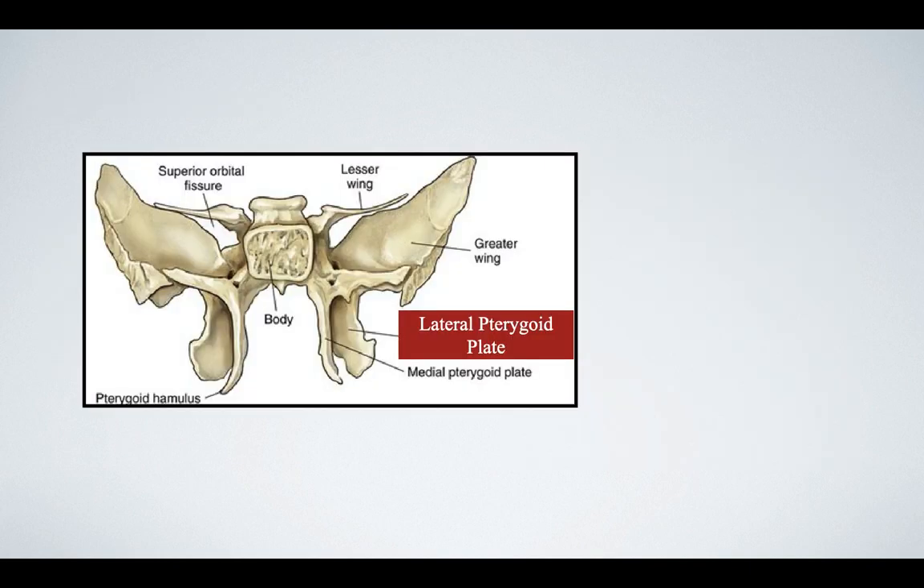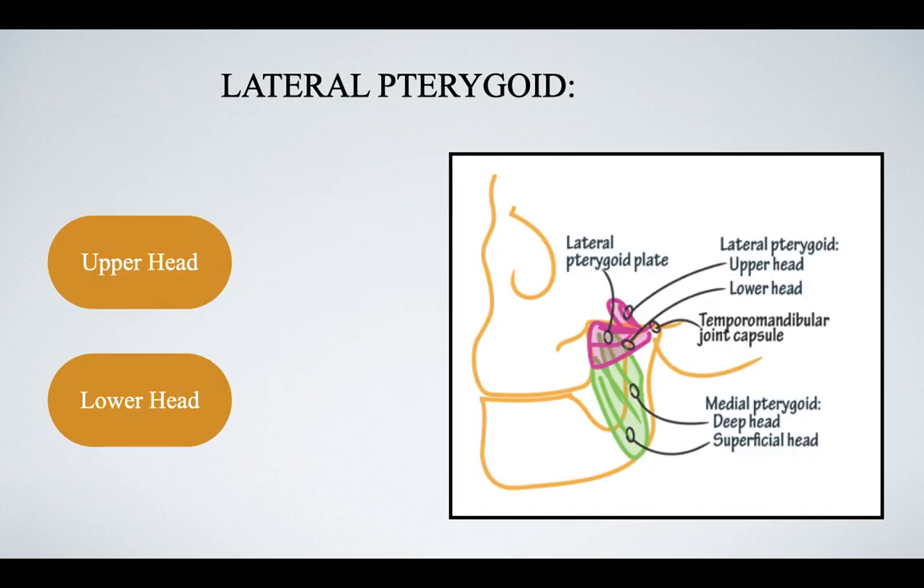Before discussing about pterygoids, let me familiarize you with one special bone, that is sphenoid. It is also known as bat bone. The sphenoid bone has two pterygoid plates, medial and lateral. Both the pterygoid muscles arise from lateral pterygoid plate. Guys, remember, both the pterygoid muscles arise from lateral pterygoid plate.